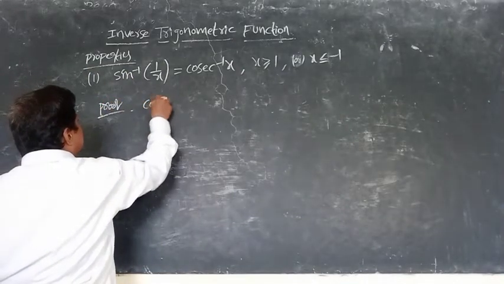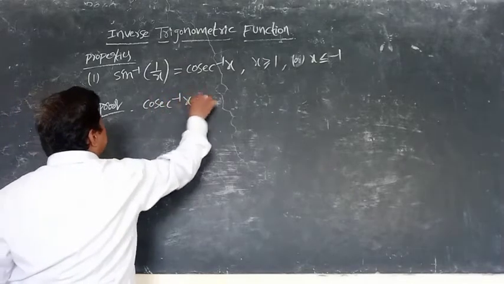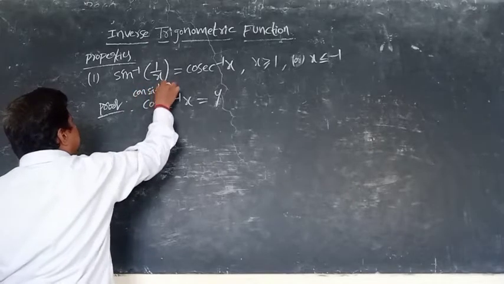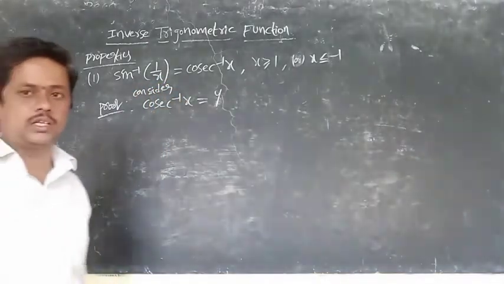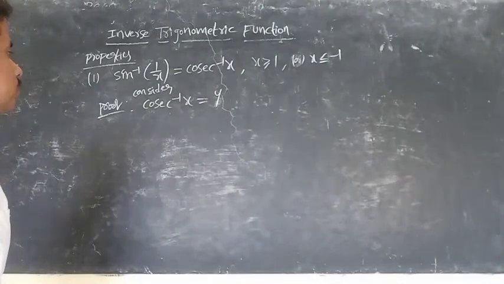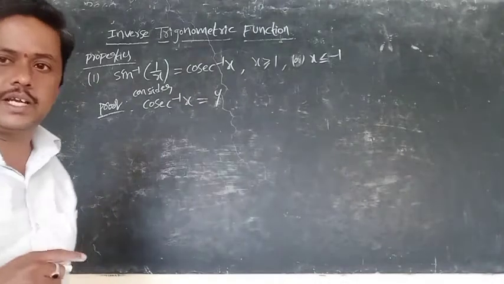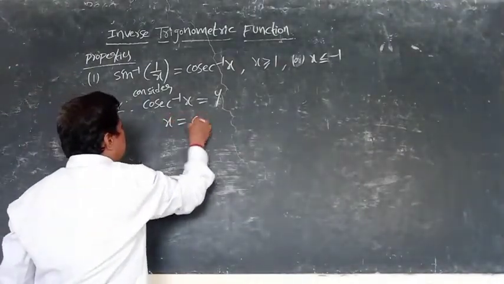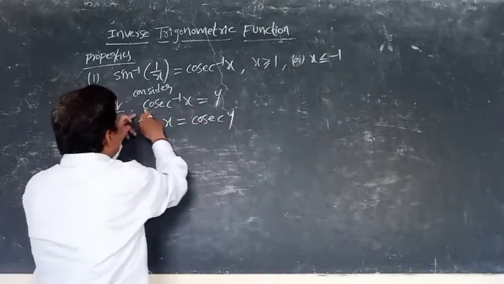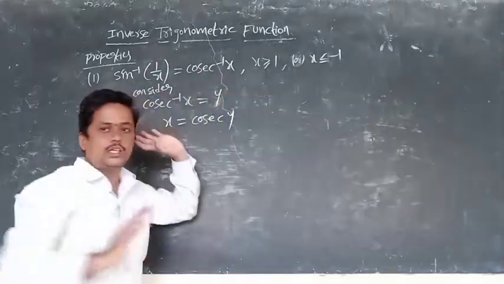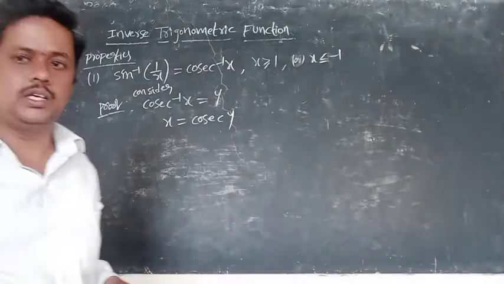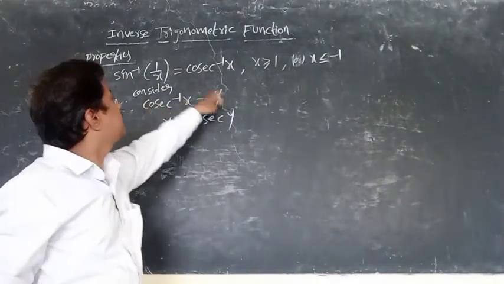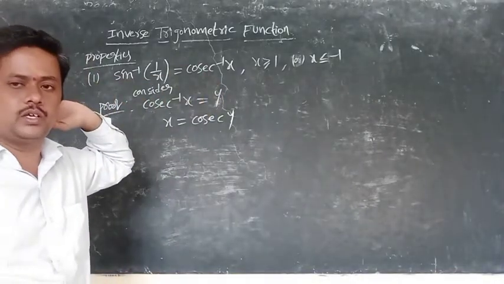Cosecant inverse x is equal to what? Consider cosecant inverse x is equal to y. According to the definition of the cosecant inverse, we can write x is equal to cosecant y. You can understand it like that. This is the definition of the cosecant inverse.